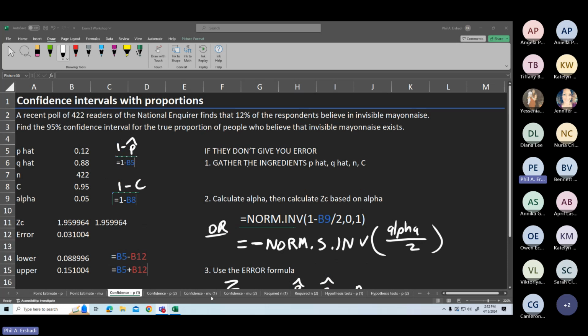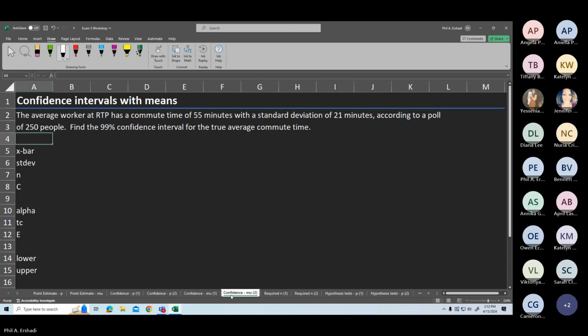Now let's do another example, but this time let's do one for means. All right, so here we've got the average worker at RTP has a commute time of 55 minutes, standard deviation of 21 minutes, according to a poll of 250 people. Find the 99% confidence interval for the true average commute time. So our first mission, number 1, is to gather up x bar, standard deviation, n, and confidence.